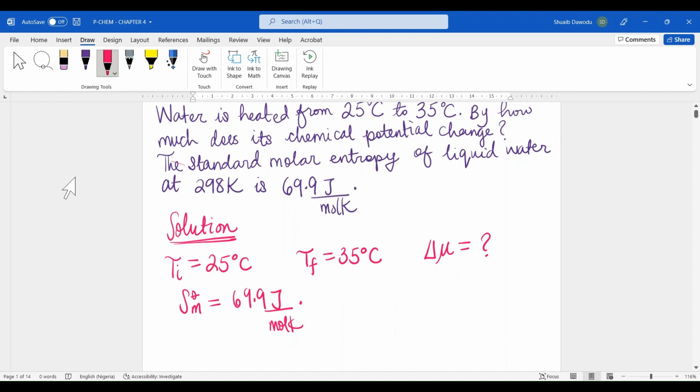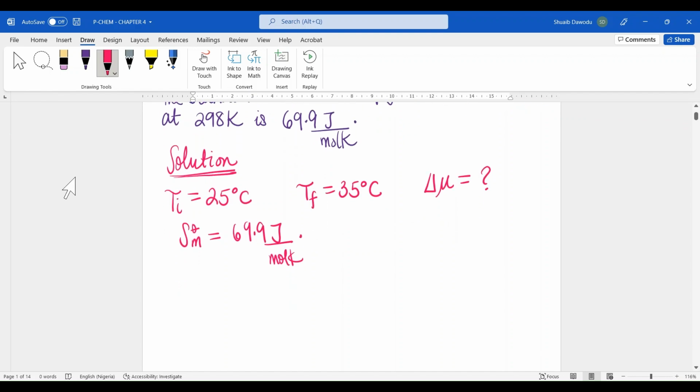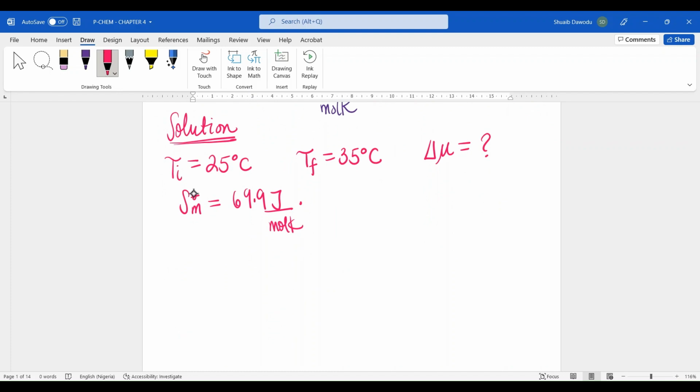For those of you who don't know, there's a formula that works for a question like this. The formula is simply the change in chemical potential is equal to negative the standard molar entropy times the change in temperature. So this is the formula that we're supposed to use. We have the molar entropy, the initial temperature, and the final temperature, so all we have to do is determine this. The formula is very, very direct.